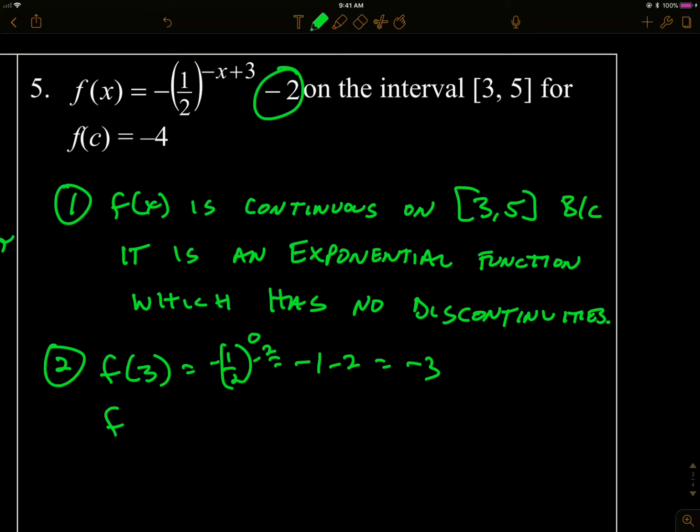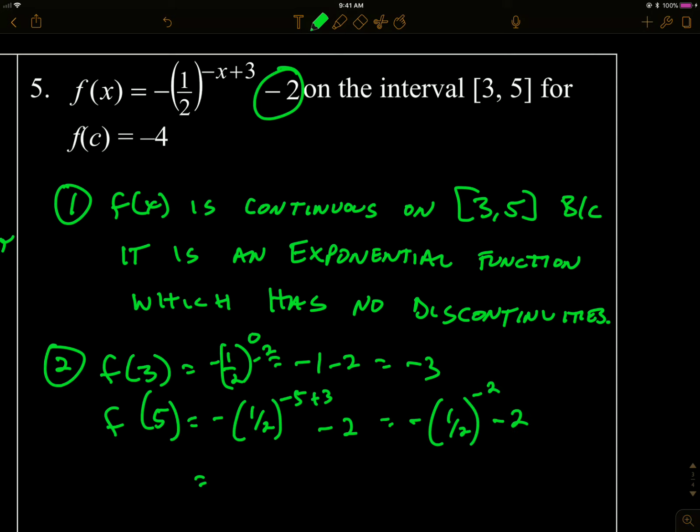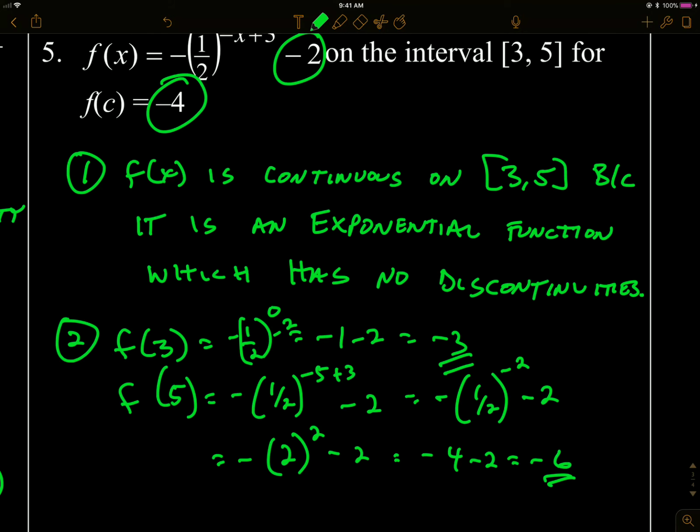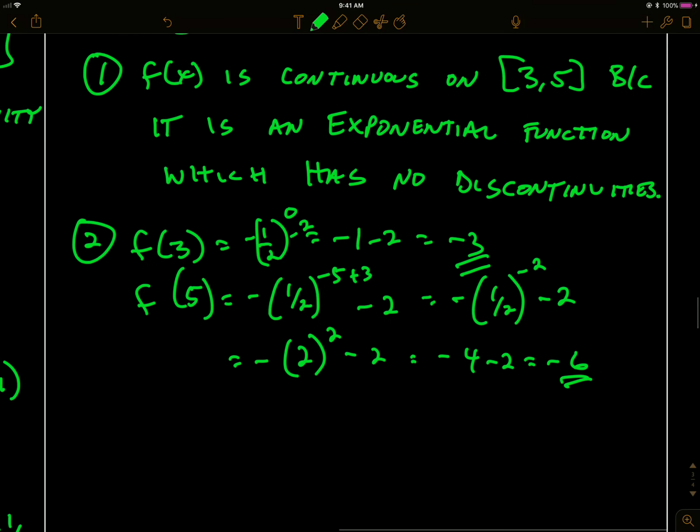So that's that endpoint. And then if we do f of 5, we're going to get -1/2 to the -5 plus 3 minus 2. That's going to give me what? -1/2 to the -2 minus 2. So I'm going to make that positive, flip that 1/2 to a 2. So now it's going to be -4 minus 2 is -6. So there's our two y values. Is the desired y value in between those two? It is. So that means IVT will work.